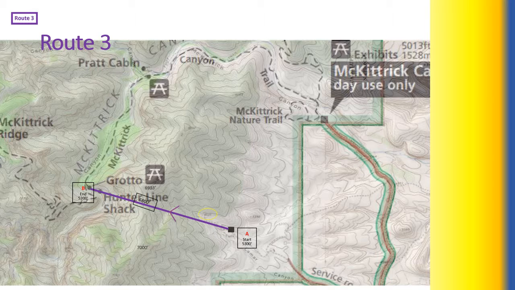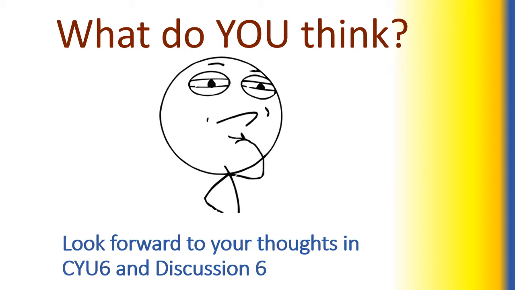And all of these options have benefits and disadvantages, so things that you have to consider. So I can't wait to see what you guys come up with in your CYU 6 and discussion 6. Now, just a reminder, this week we do not have live class on Tuesday, and also CYU 6 has you looking at the maps and coming up with some ideas. You can use those same ideas for your discussion, okay?